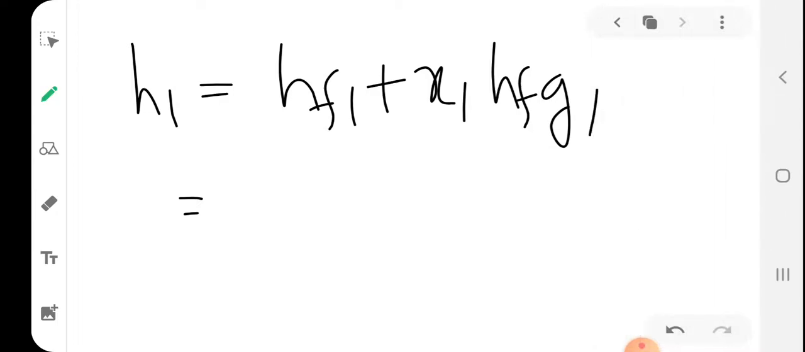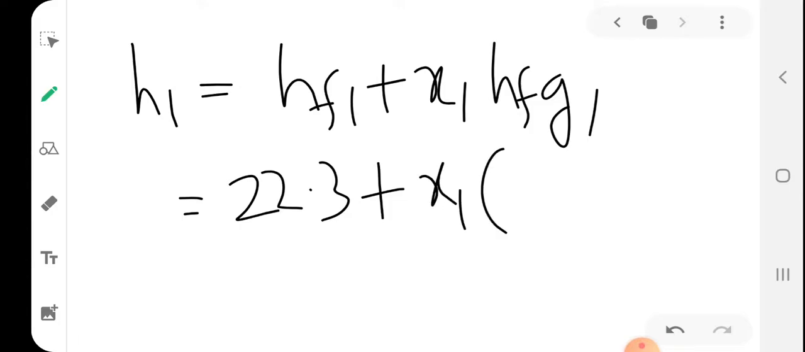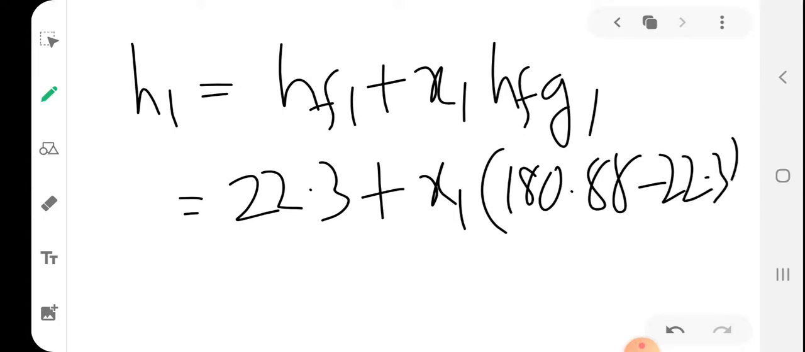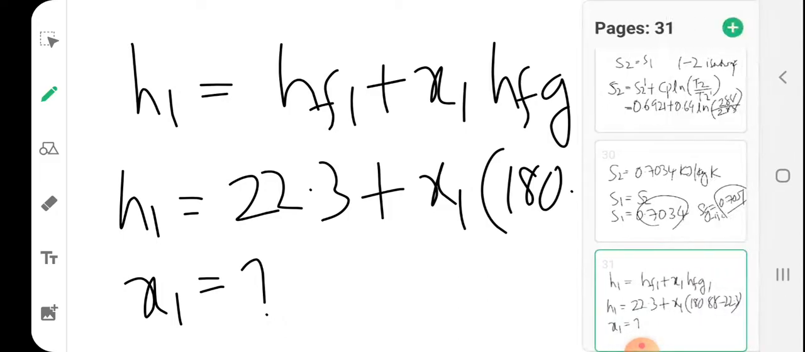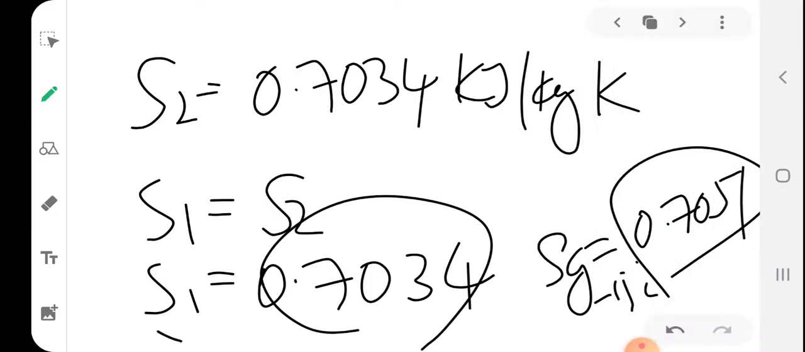So this is 22.3 plus x1 into 180.88 minus 22.3. But we don't know the value of x1. x1 is unknown. So how to find x1? You can get the value of x1 from S1.